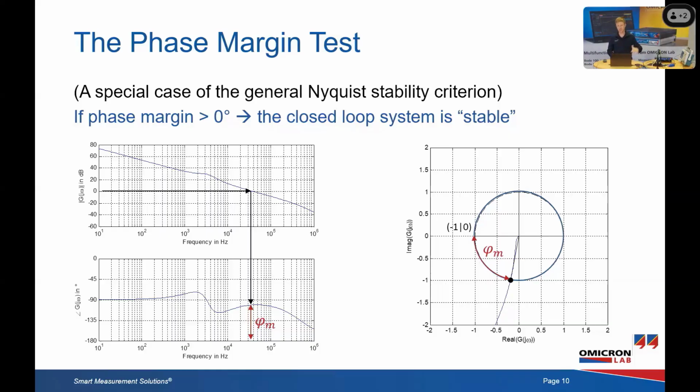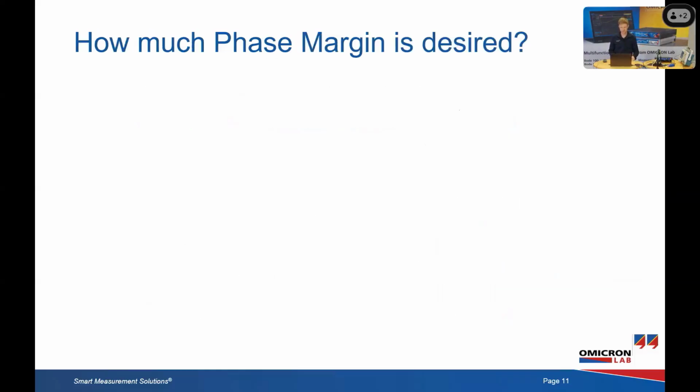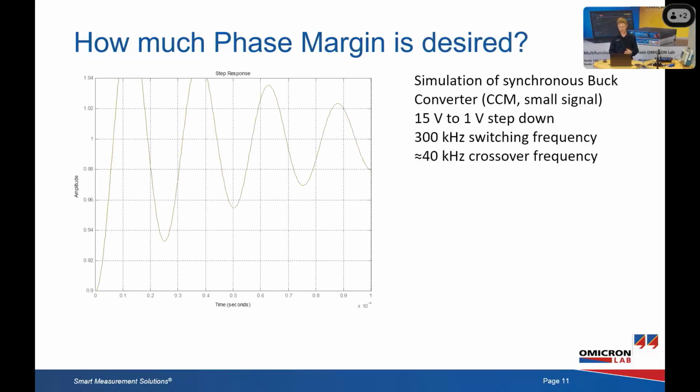And that could be a loss of phase margin. Now, I said in the beginning, more than 0 degrees means stable, but how much phase margin is really desired? And that's a simulation that I have done a long time ago.